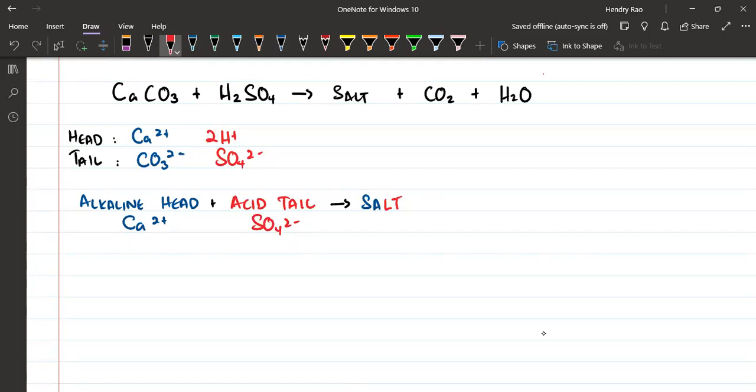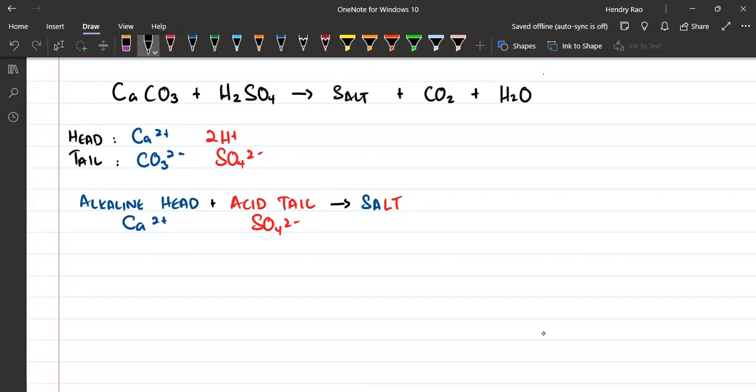Now, I need to find out what salt do I get, right? Look at the charges. This time, it's a very equal exchange. Calcium doesn't have to open the door and close the door. Almost similar to sodium hydroxide and sulfuric acid. I showed you the bracket just now, just to show you how the charges exchange.